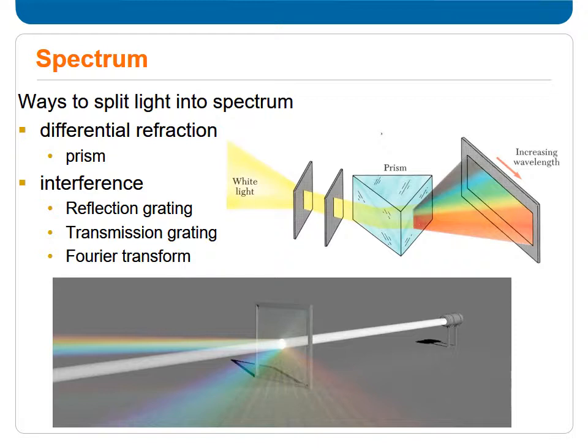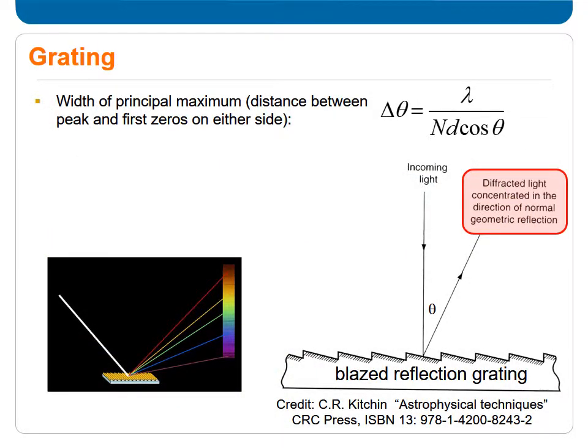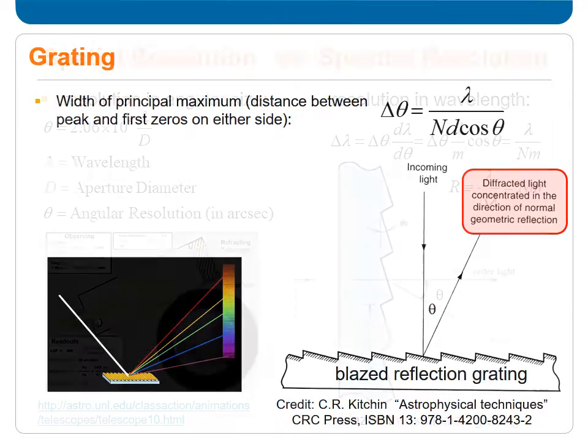The back of a CD behaves like a reflection grating, and that's why they are shiny and have a rainbow spectra. Gratings have many parallel grooves. The width of the distance between the peak and the first zeros on either side is the wavelength divided by the product of the observer distance and the cosine of the reflection or transmission angle. Blazing is the tilt of the groove surfaces that has an angle designed to concentrate light towards a certain direction.